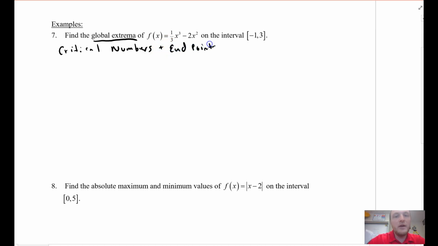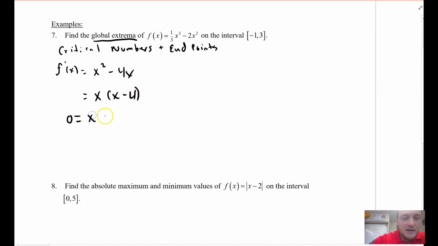Okay, so what are the critical numbers? Well, what we're going to do is find out when the derivative is 0. That's going to be a critical number. So we take f prime of x, and we get x squared minus 4x. Okay, and I just set this equal to 0. So I have x times x minus 4 equal to 0, which gives us x equals 0, or x is equal to 4.